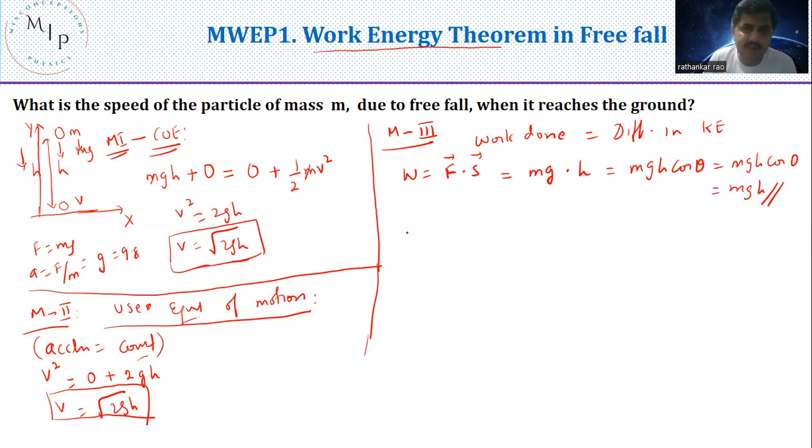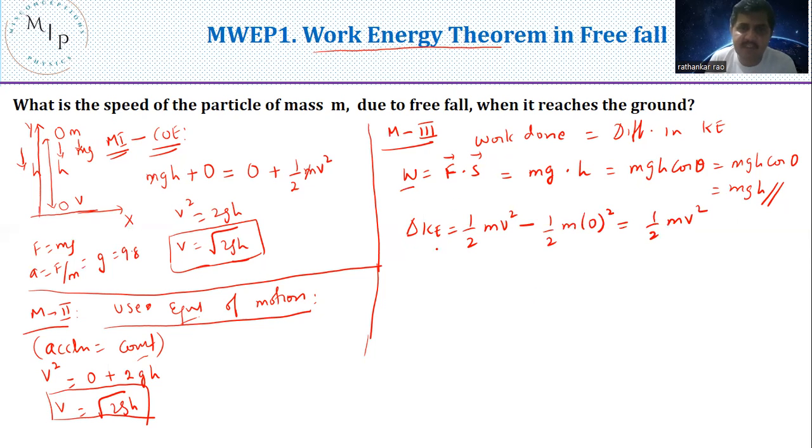Then what does it once again say? It tells this is equal to difference in kinetic energy. What is difference in kinetic energy? What is the final kinetic energy here? Half mv square. What is the initial kinetic energy here? Half mu square, half m into 0 square. So this should be equal to half mv square.